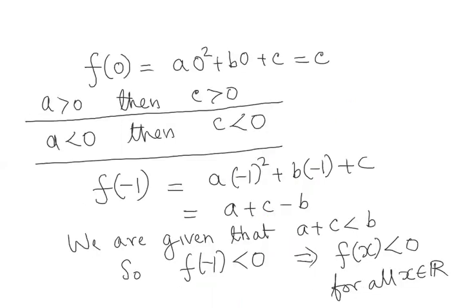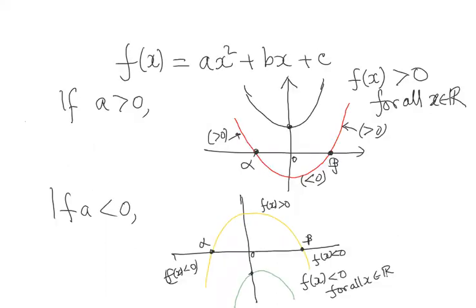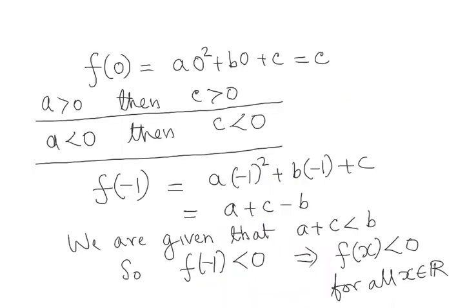Now, towards solving this problem, we evaluate f(x) at x = 0, and what we get is the value c. From what we just saw, if a is greater than 0, then c has to be greater than 0. So this point is c here, and c has to be greater than 0. If a is less than 0, then this point is c, and then c is less than 0. So that is what we have first noticed here.